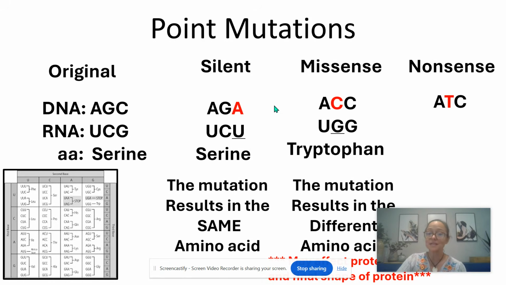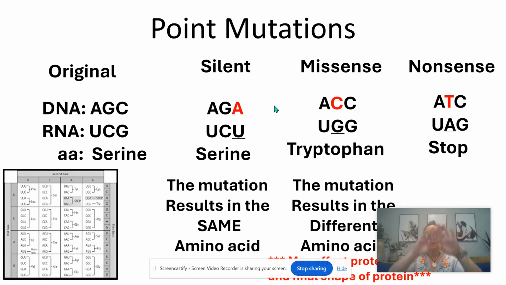Now, a nonsense mutation. Here we have the original DNA sequence AGC. If that G was subbed out with a T, now the RNA codon is UAG. And UAG actually codes for a stop codon.